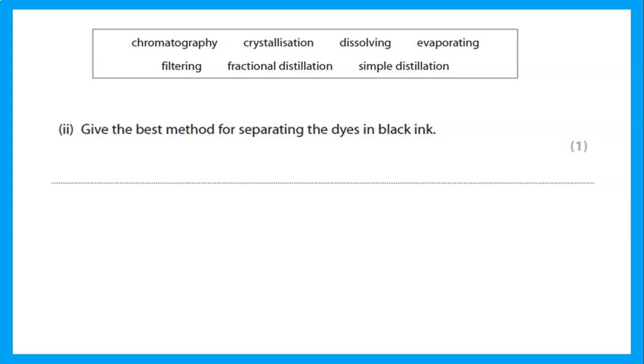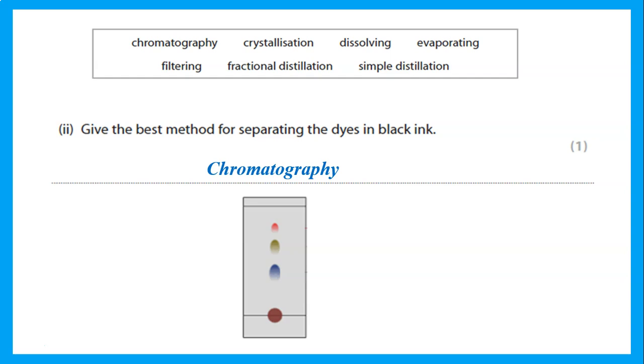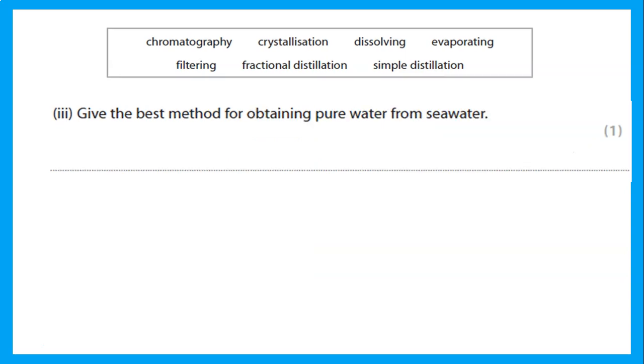Now the next question is about the best method for separating dyes in black ink. Which method do we use to separate the different colors in ink? Well, this is chromatography. Give the best method for obtaining pure water from seawater.